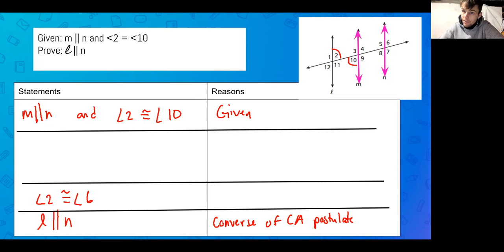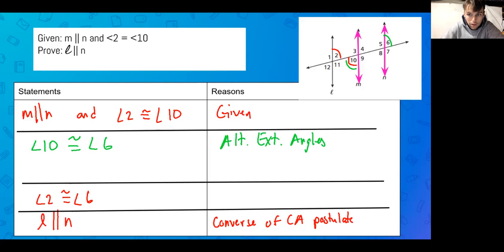And well, I can. If I look here, these lines are parallel. They have a common transversal. Angle 10 right here and angle 6 are alternate. They're on different sides of this transversal, and they're both in the exterior of these parallel lines. So they could be considered alternate exterior angles. Thus, they should be congruent. So angle 10 is congruent to angle 6 because of the alternate exterior angles theorem. So alternate exterior angles theorem.